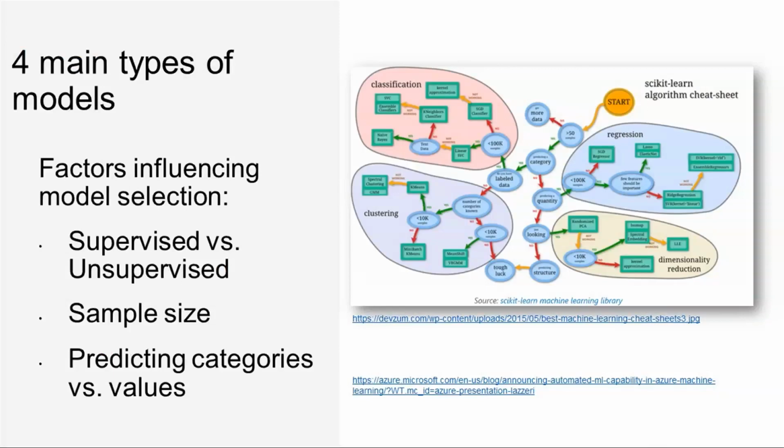How many samples do you have? How much data do you have that is ready for training an AI algorithm? And last but not least, are you predicting categories or values?